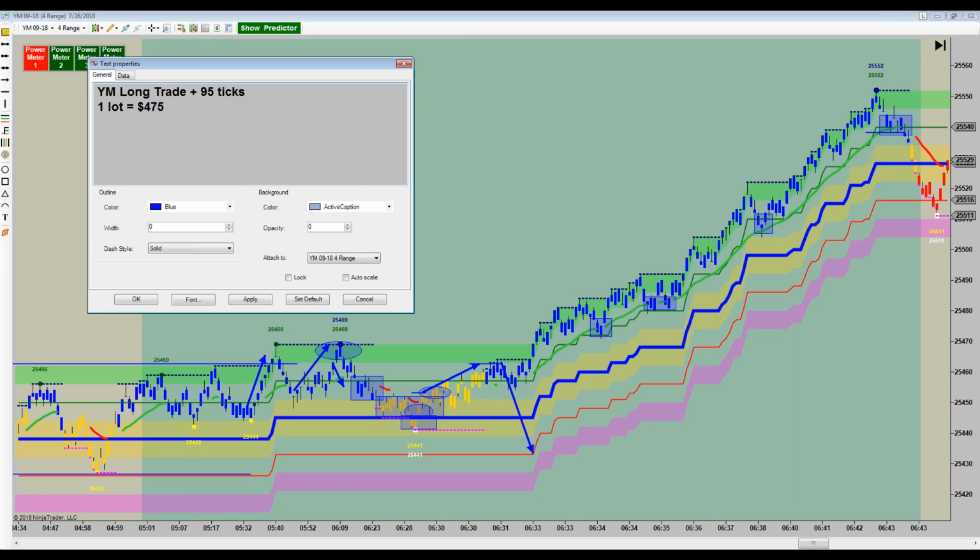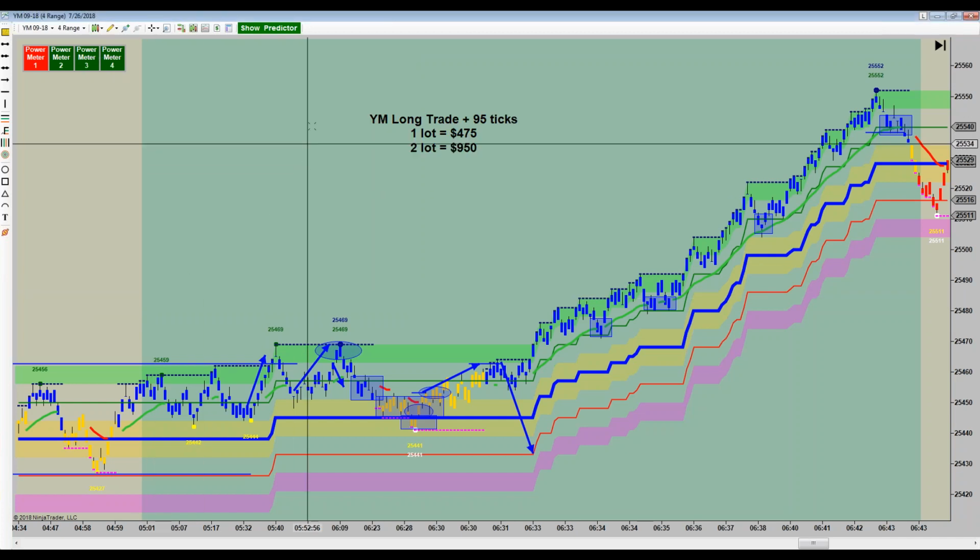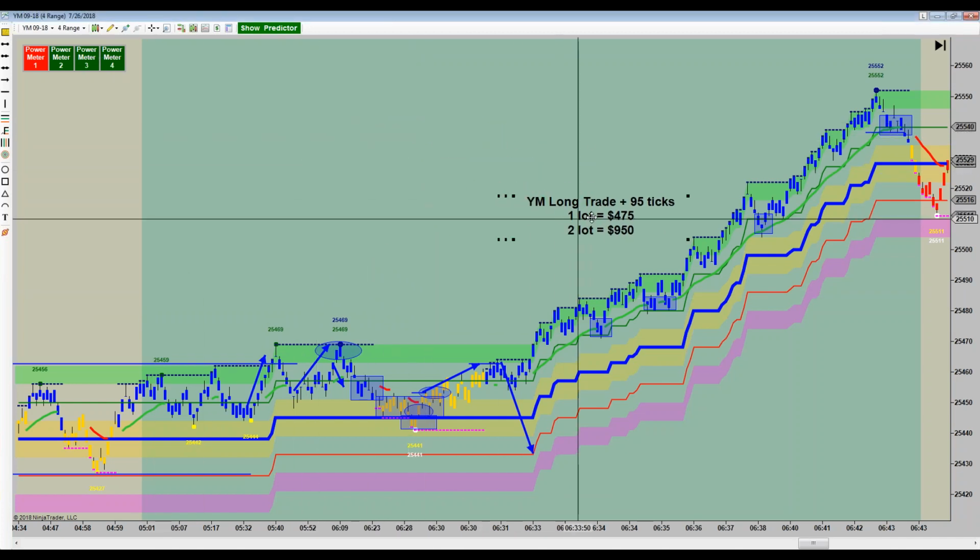Now, the other way to do it, and a lot of people do the trade with us for a long time. This is another thing. If you are comfortable with the risk and the return, you don't have to take the scalper at 10. You don't have to do that. You can put 2 lot on and just let it run the whole way. Now, in that case, you made $950 less commission. Right? Made $950 less commission.